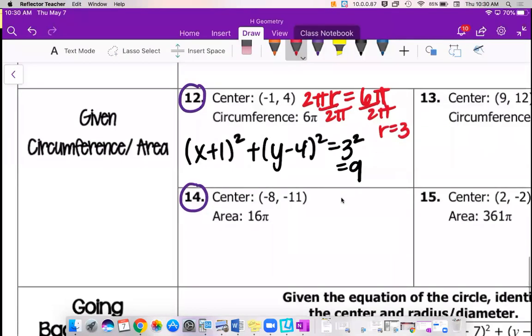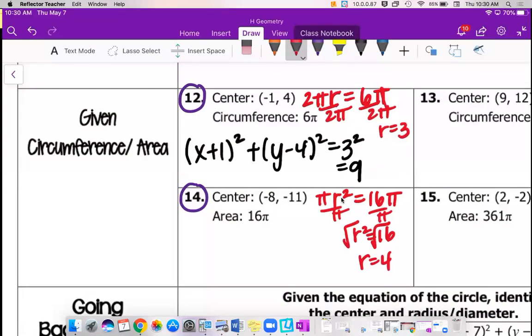All right, same thing with 14, but they give us the area. So I need to find the radius. Area is pi r squared equals 16 pi. So first I would divide by pi. So I would get r squared equals 16. Then if you do the square root of that, you get r is equal to 4.